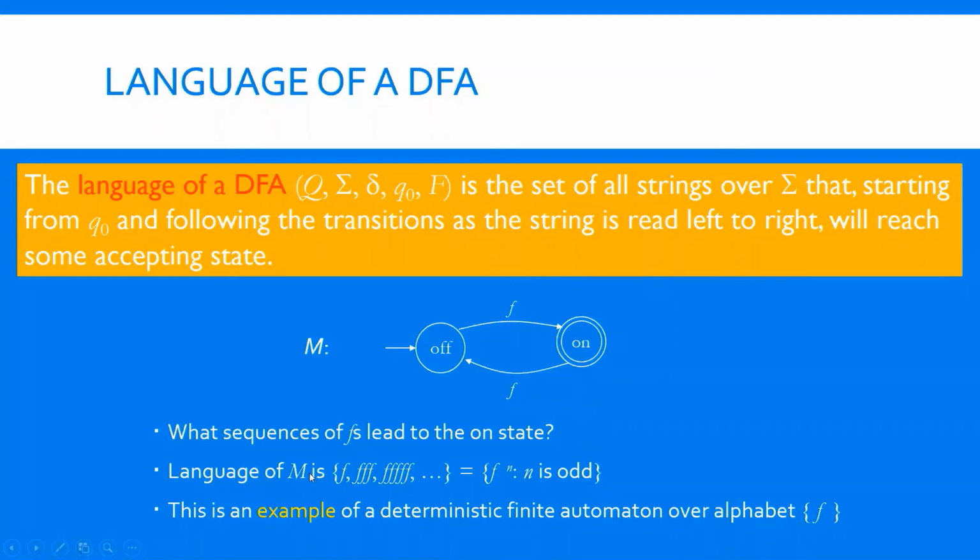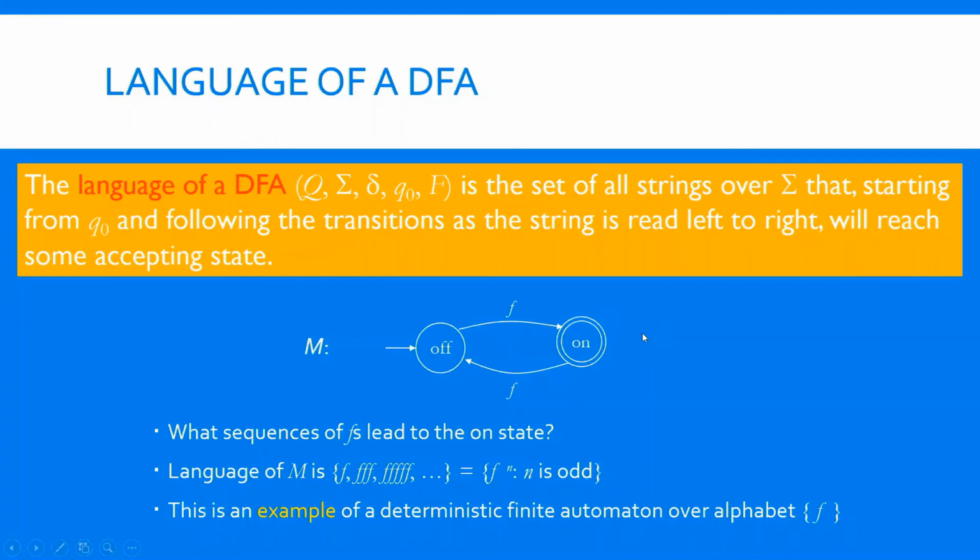So this is one interpretation of a language. The language of this machine, this is an example of a DFA, is a collection of strings. Because ON is the final state, this machine will accept, or go to the ON state, your bulb will be on only if you give an odd number of flip switch operations.